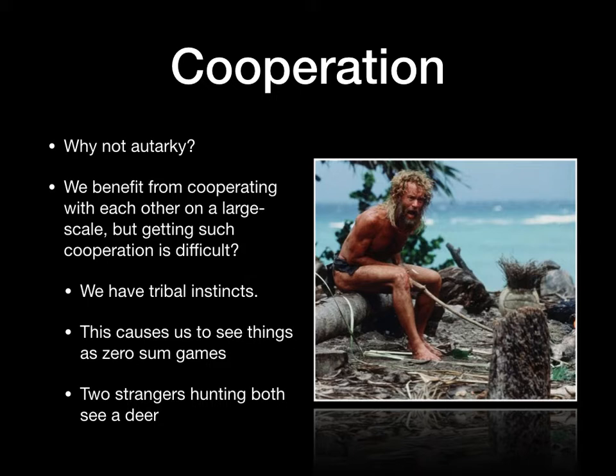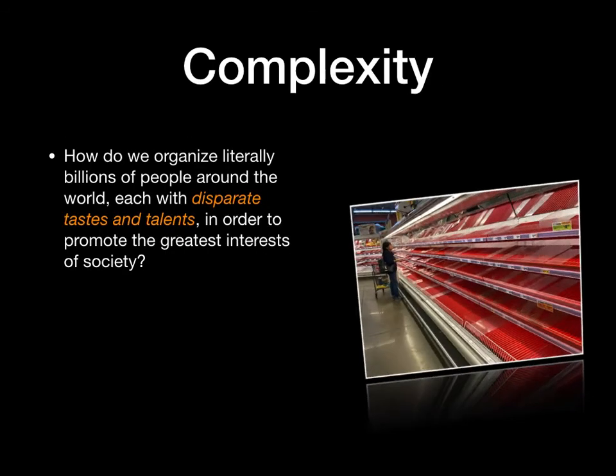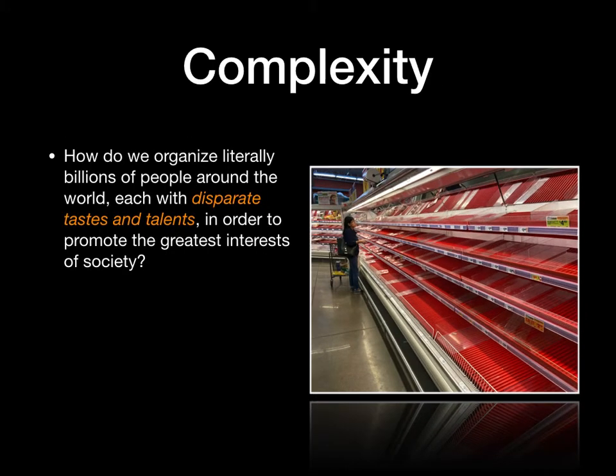If you and I are independent of each other out hunting, and you shoot a deer, well, that's one less deer that I get to hunt. You've taken that deer, so that's a zero-sum game. However, with markets, if I'm raising cattle for meat for you, and you're raising wheat to make bread for me, we have mutually advantageous trades. And that's where cooperation comes in. But it's not easy because we live in a complex social system. We have disparate tastes and talents, literally billions of people around the world, all with disparate tastes and talents. And how do we get people to work to serve the greater interests of society?